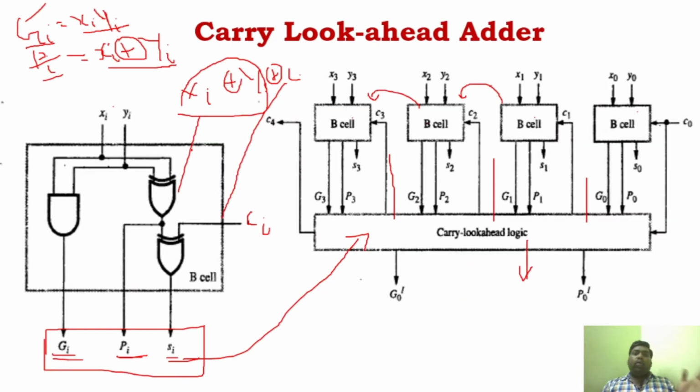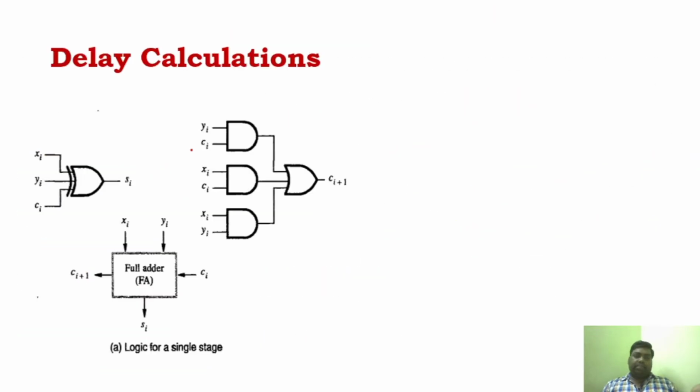Now we have to prove why it is called a fast adder. Why is it called a fast adder? You have to understand the delay calculations first. Listen. For delay calculation, this is a full adder. If you take any full adder, these are the gates which are used.